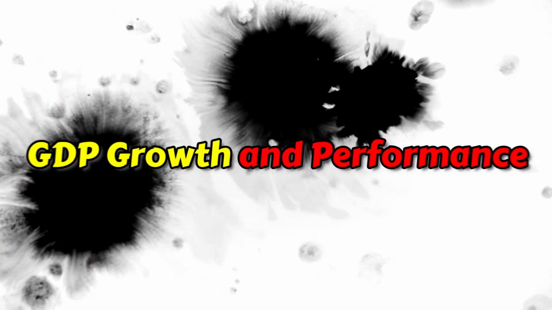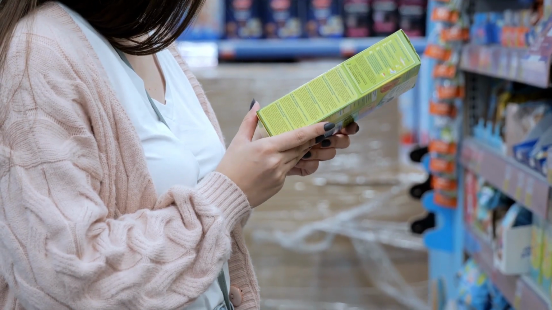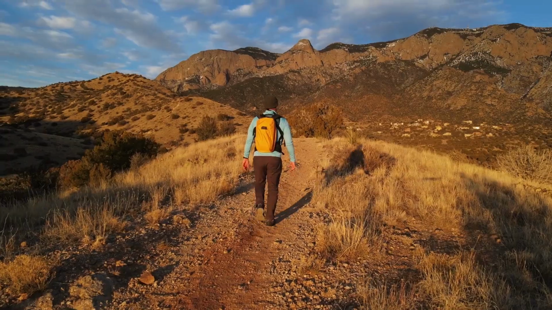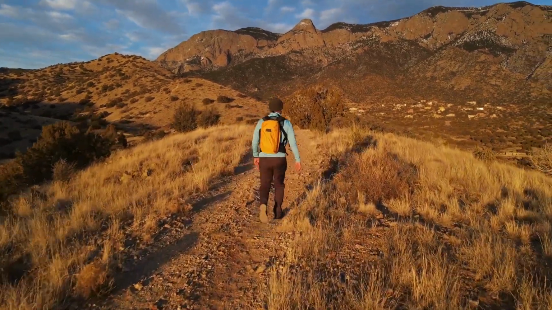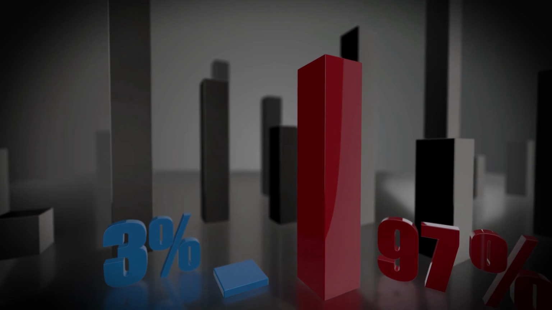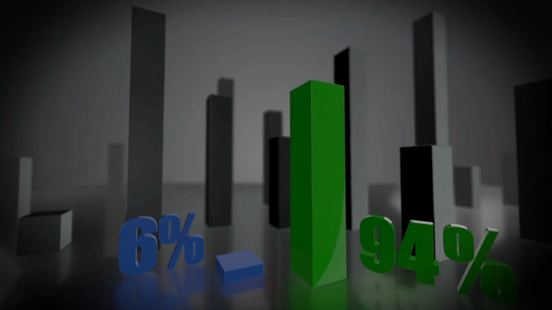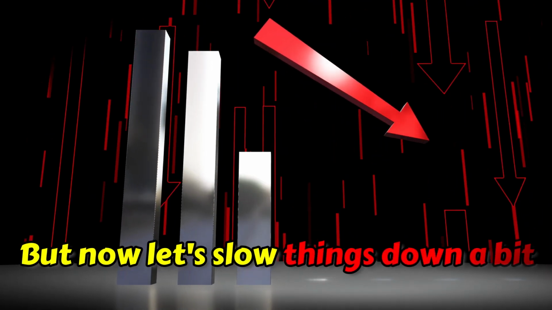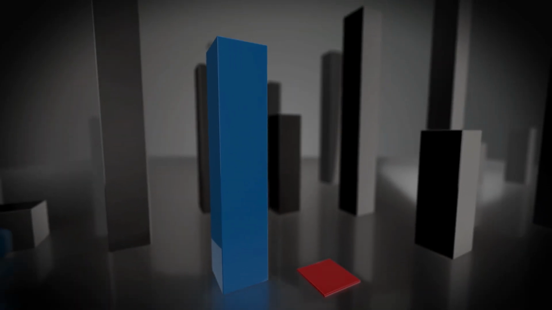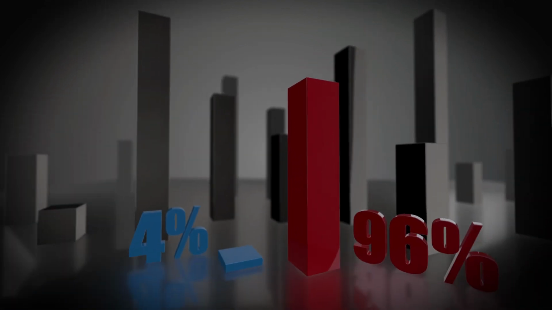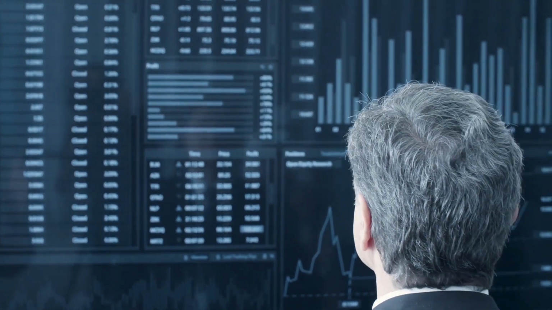GDP growth and performance. Let's take a closer look at the gross domestic product, GDP per person. Think of it as a long-term trend, a journey if you will. Consider this, if any economy grows by 3% every year, it's like a magic doubling spell. In just 24 years, it would double in size. But now let's slow things down a bit. If that growth rate drops to just 1%, the doubling magic takes a whopping 48 years to happen. It's like watching a slow-motion movie of economic progress.